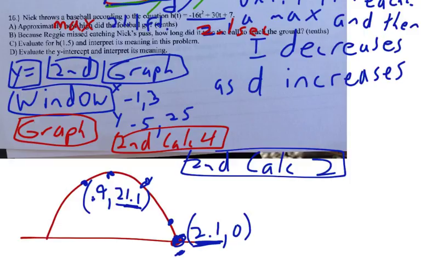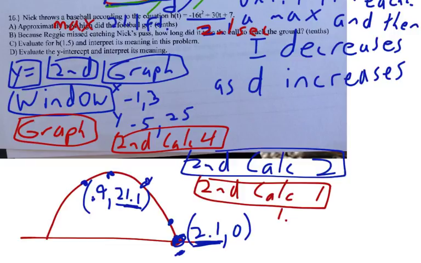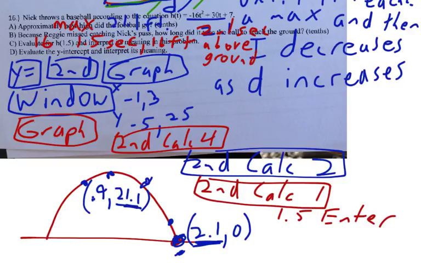All right, question C. Evaluate for H is 1.5 and interpret its meaning. Okay, here I just did second calc and then value, and value is my number 1 choice. I just typed in 1.5 and then enter, and it gave me a y value of 16. So for C, I would say it's 16, and that means at 1.5 seconds, the ball is 16 feet above ground, because it's positive. So that's what it means by interpret its meaning. Just say what the numbers mean. So 1.5 seconds at 16 feet above ground.